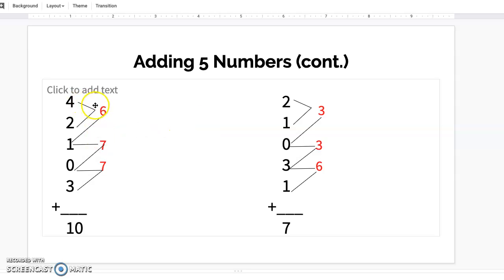Now here's actually 2 that's vertical, but you're going to do it the same way. You have 4 and 2 gives you 6. Then 6 plus 1 gives you 7. 7 plus 0 is 7. And then 7 plus 3 gives you a final answer of 10. This one over here is 2 plus 1 is 3. 3 plus 0 is 3. 3 plus 3 is 6. And 6 plus 1 gives you a final answer of 7. So each time you're just going to keep adding that next number.